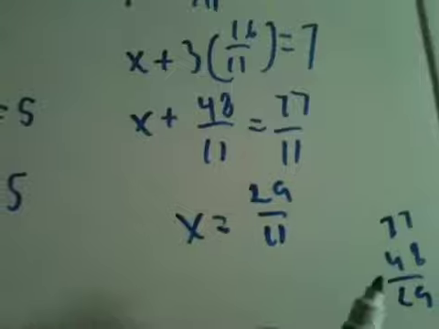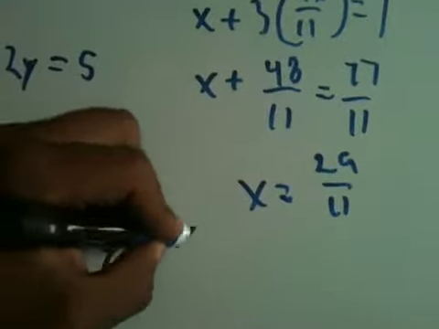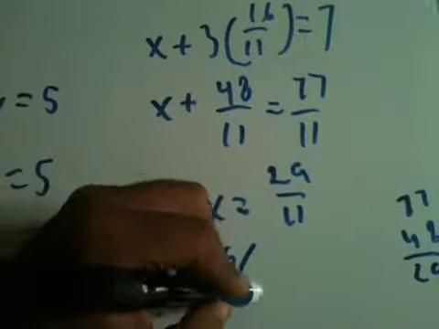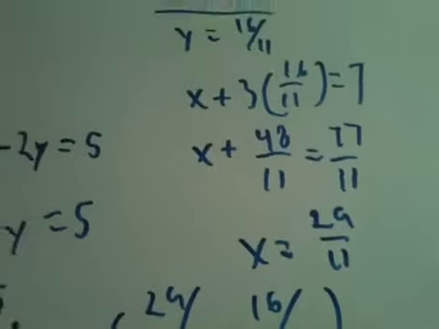So our ordered pair for the solution would be 29 over 11, 16 over 11. And that's the basics of the substitution method.